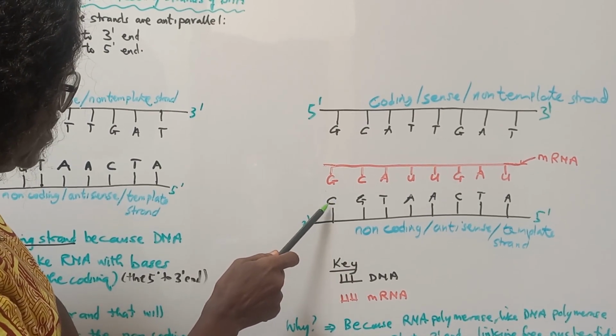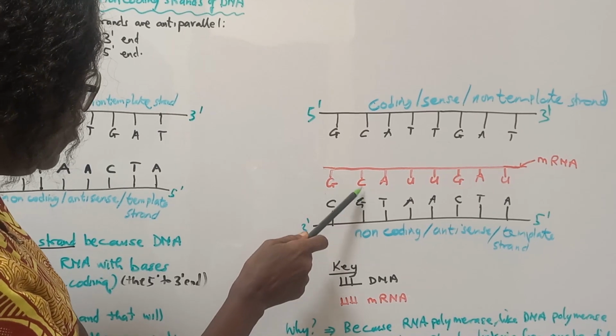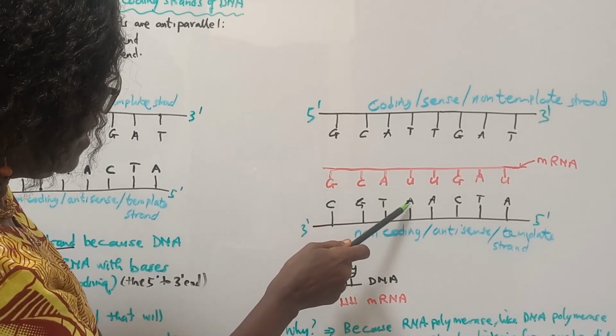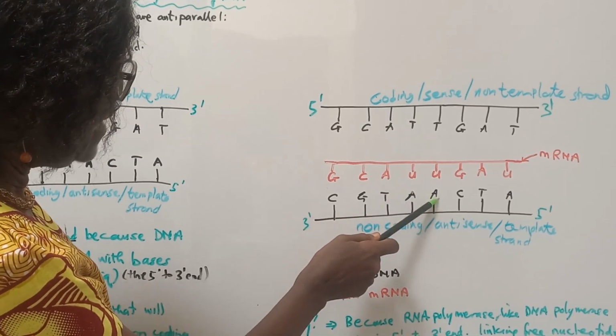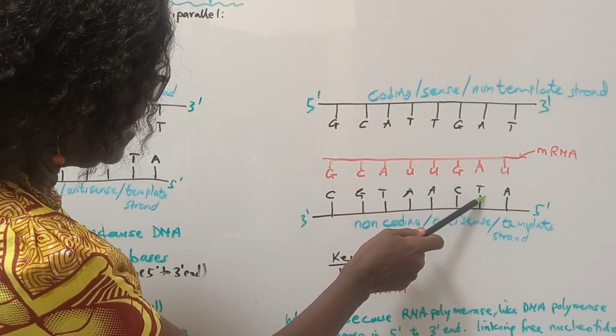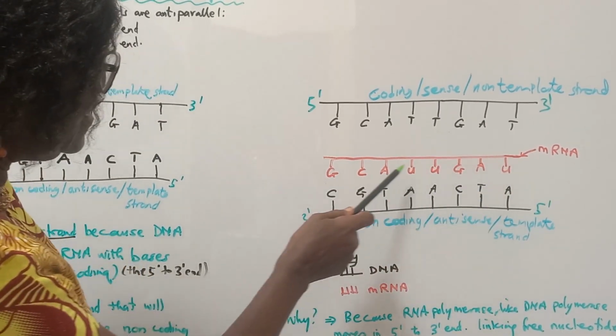And so, cytosine will have guanine in RNA. Guanine, you have cytosine. Thymine, you have adenine. Adenine, you have uracil. Adenine, uracil. Cytosine, guanine. Thymine, adenine. Adenine, uracil. So this is the messenger RNA.